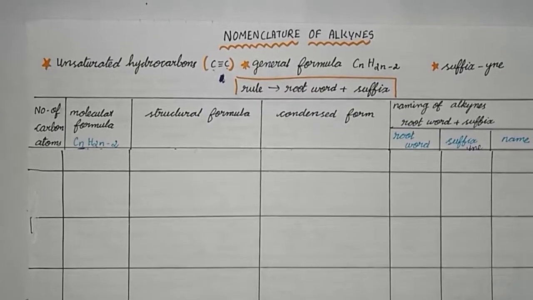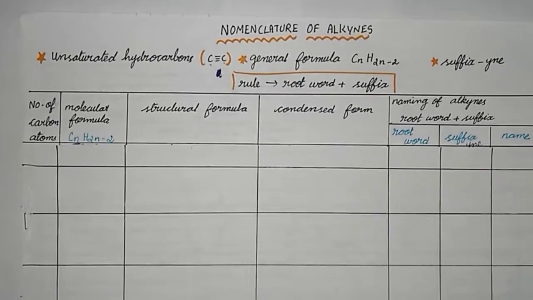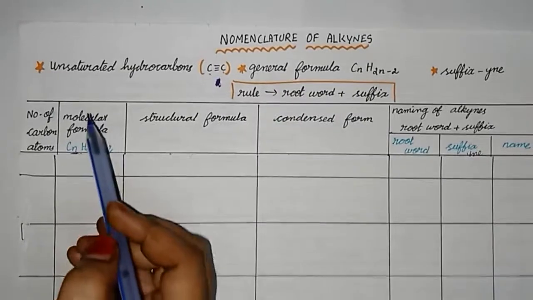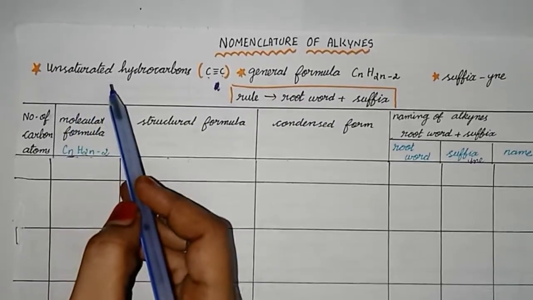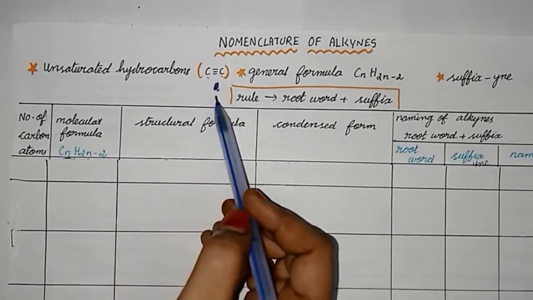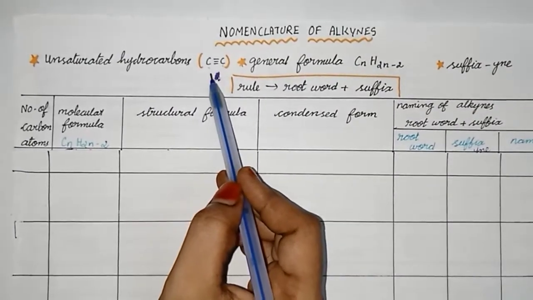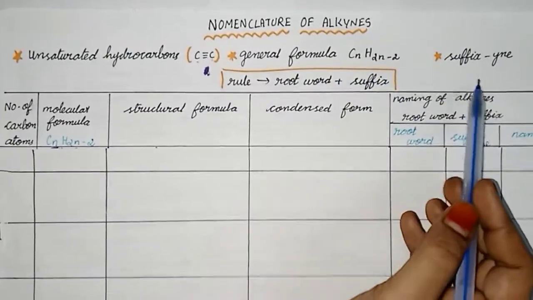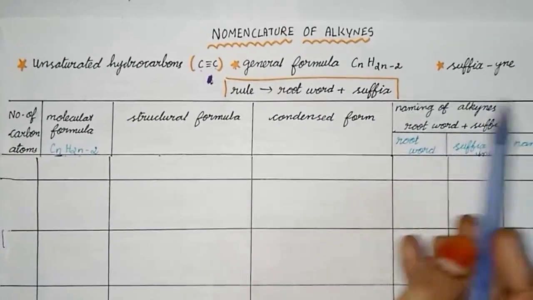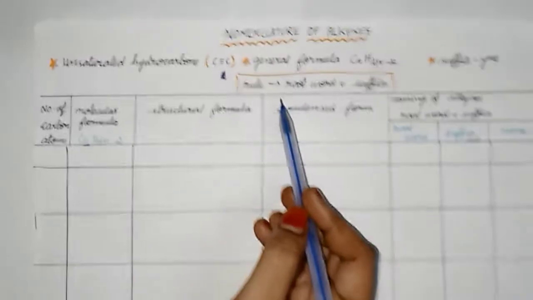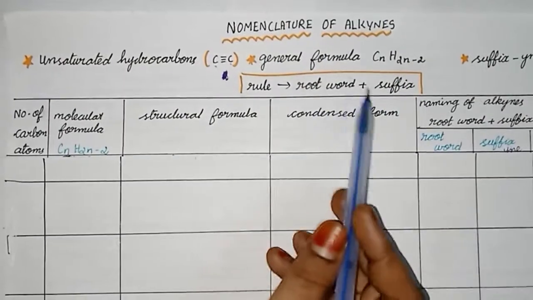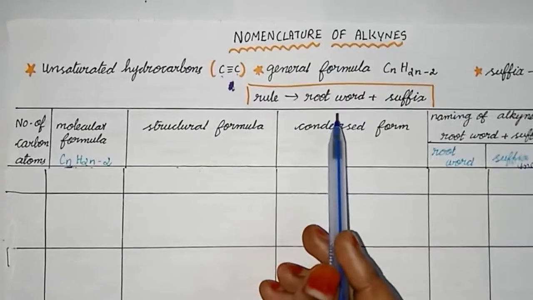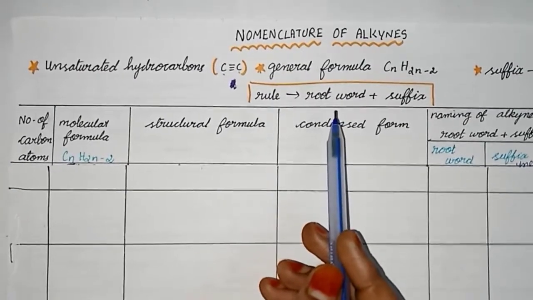In this part, we see the nomenclature of the alkynes. So you know that alkynes are unsaturated hydrocarbons. They contain a carbon-carbon triple bond. The general formula is CnH2n−2. The suffix is "yne." So what is the rule for alkynes? The rule is root word plus suffix. This is suitable only for linear simple alkynes.